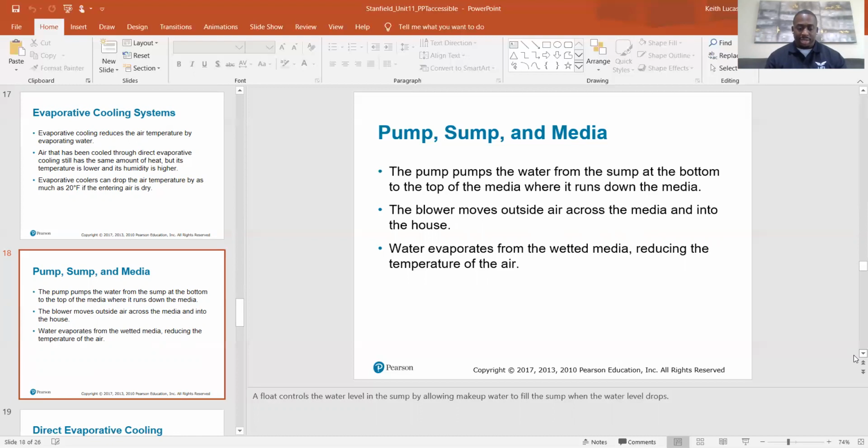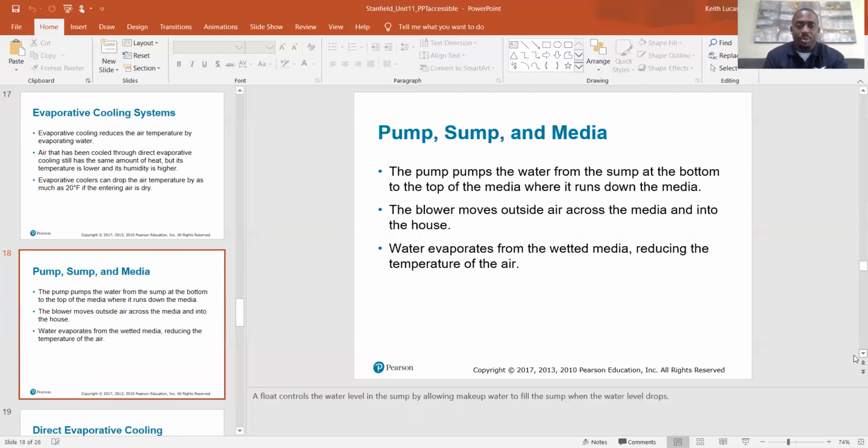Then the entering air coming into the media is going to be cooled by evaporation. And once it passes through the media, it goes down into the building. Yes, cooler, humidified air. That is not the most effective way of cooling a place. I mean, it's useful in places where it's really, really dry. Not a lot of humidity at all.